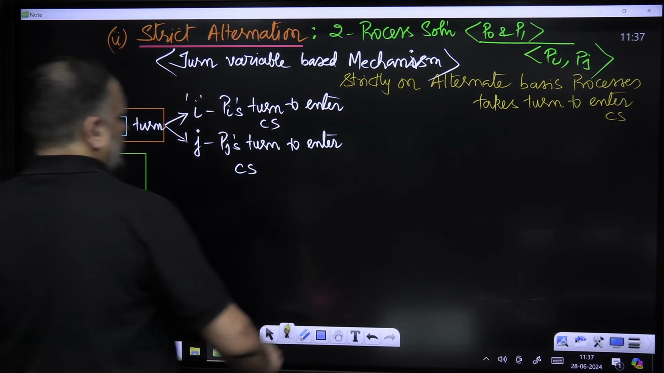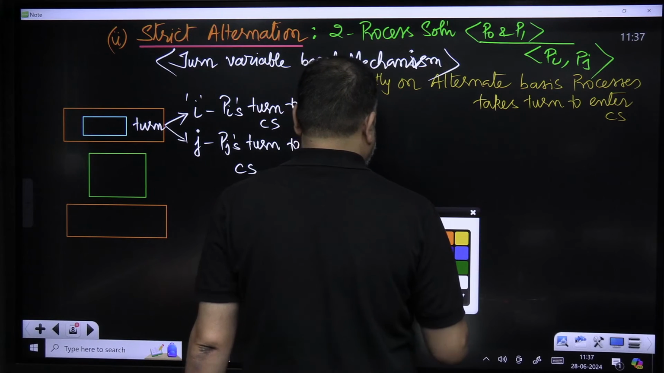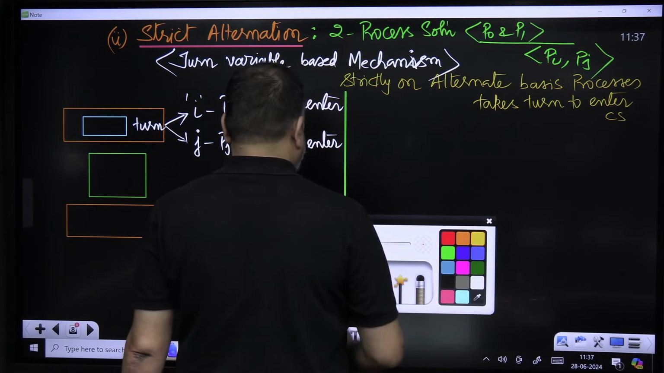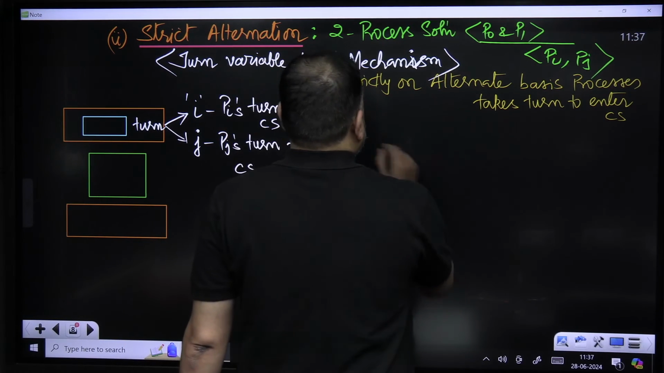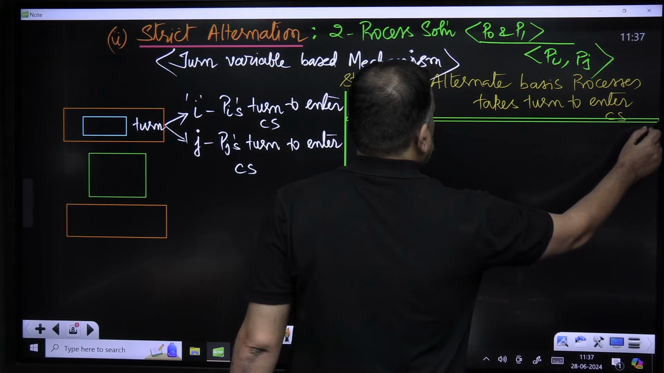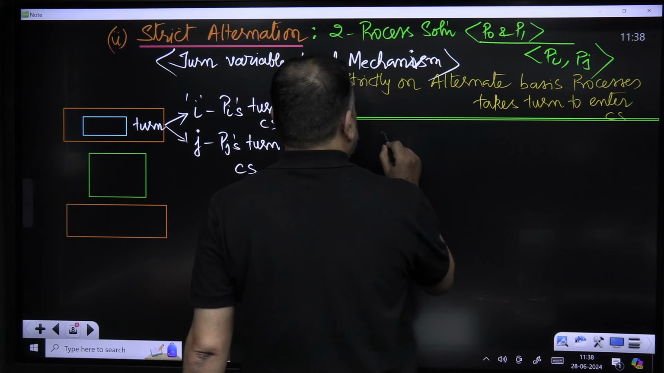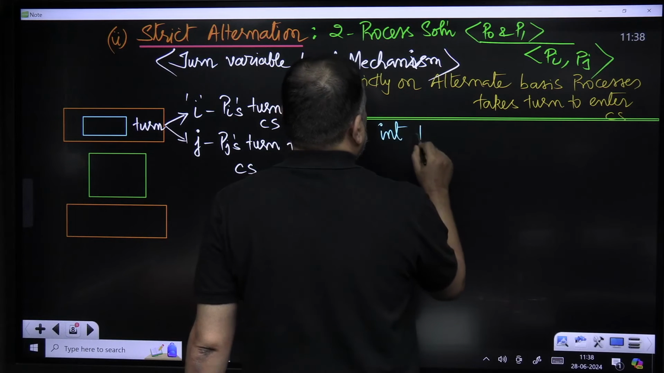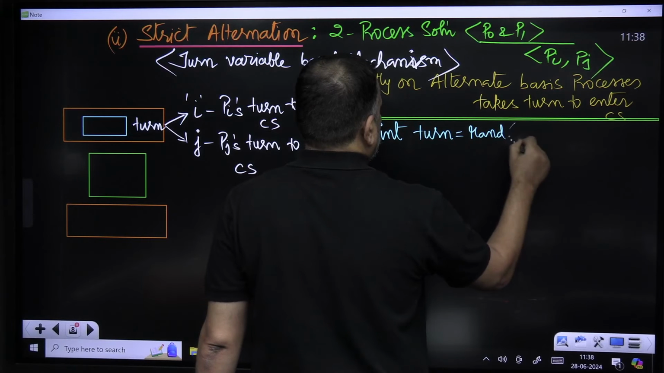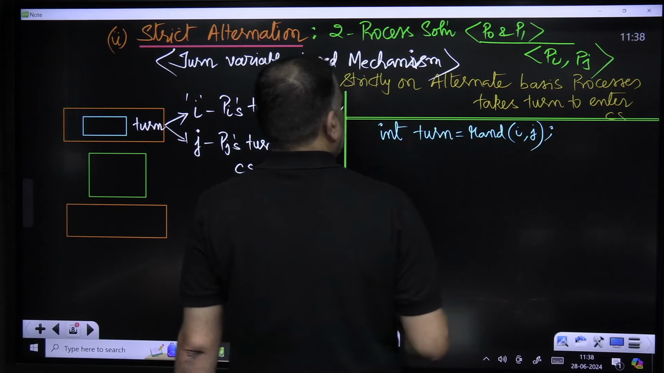So based on this, I will project the code, बच्चों. I will write down the code here. So please follow. So let's write. I will first define the global variable by name turn. Turn की value कुछ भी हो सकती है initially. So I would say randomly you can initialize as either I or J. Randomly. Either I or J.